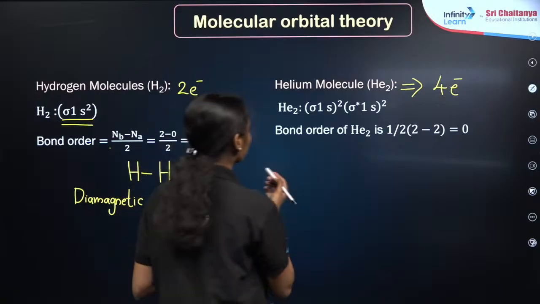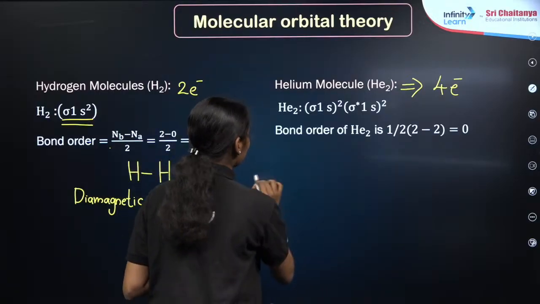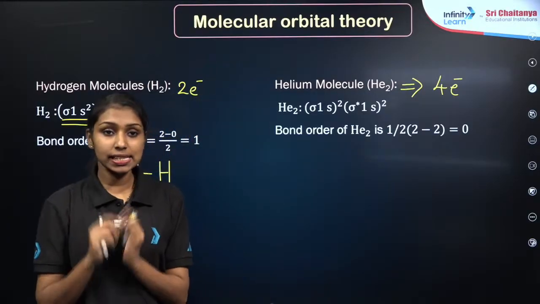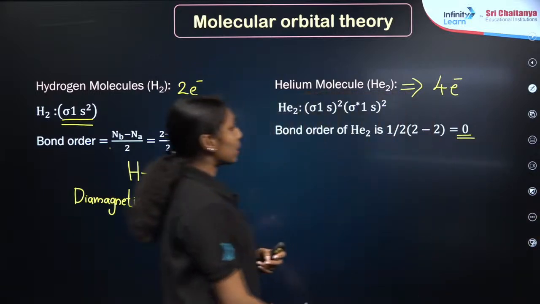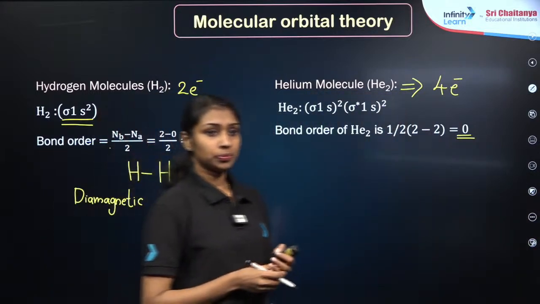What will be the stability here? Whether this molecule is existing or not. It is given that the molecule is having bond order of 0.